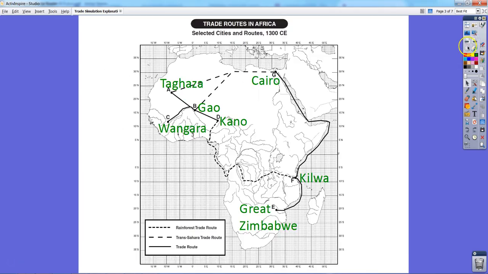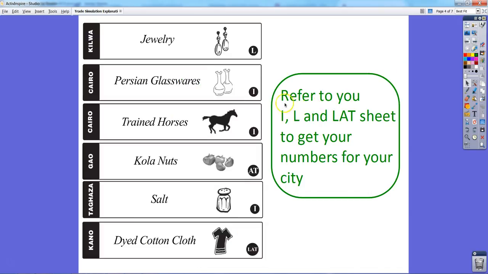Now, let me go ahead and review. We just participated in an African trade simulation for the past 3 days, and you are one of the 7 cities. And here are the trade routes. And here are the trading items.